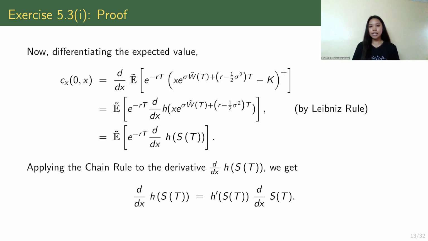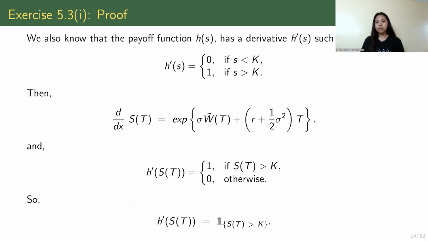And we can rewrite the expression as the call option at time 0 is equal to the expected value of the discounted expected payoff derived from the payoff function of the stock price at expiration, or h of S of T. Applying the chain rule to the derivative, where the derivative to be solved is the payoff function h of S of T, or the stock price at expiration, we get this expression.